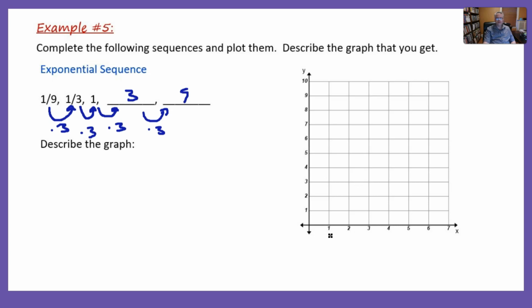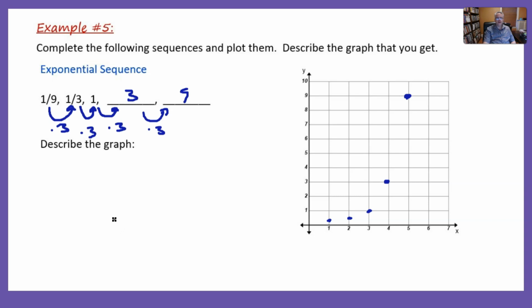So the first term is 1/9. That's really small. I can only approximate it here. The second term is a third, not much bigger. It's still less than half. The third term is 1. The fourth term is 3. And the fifth term is 9. This is exponential growth. It grows quickly.